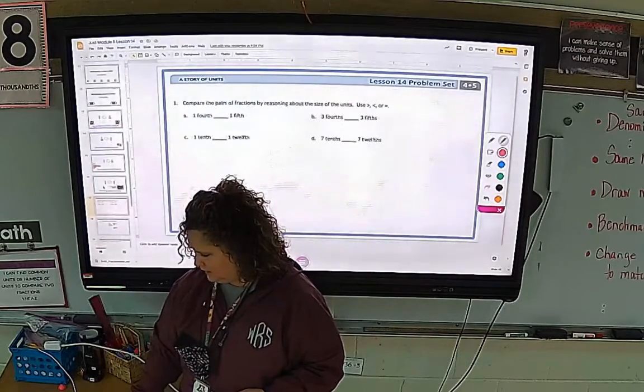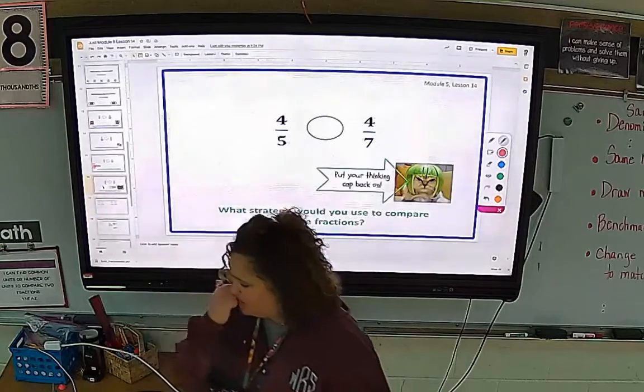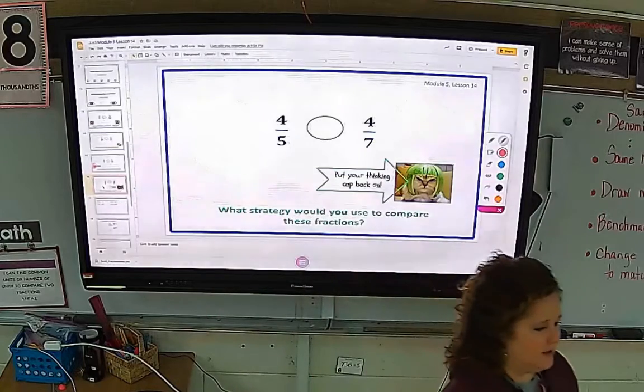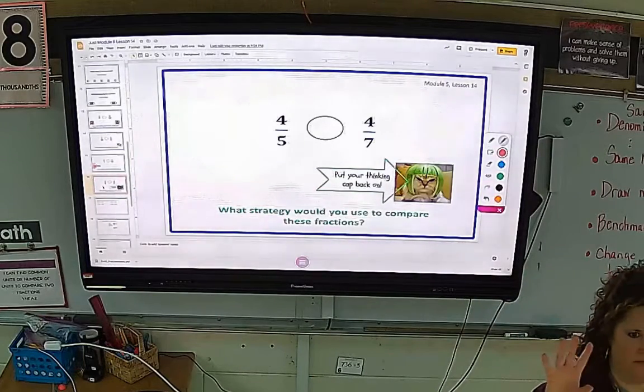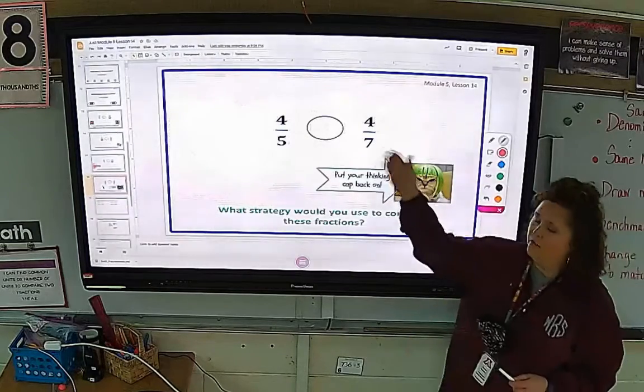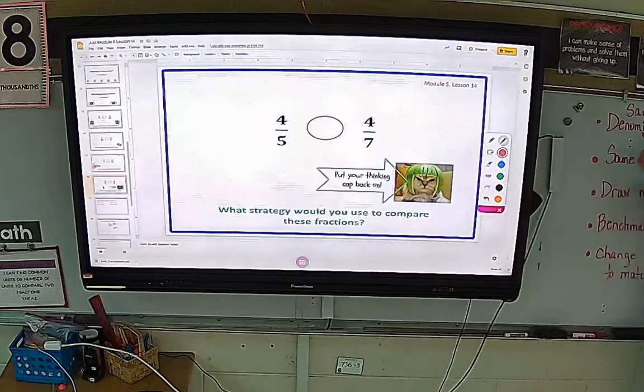All right, we are ready to start looking at our problem set. On our problem set, we're going to have lots of examples of comparing two fractions using one of these strategies. They're either going to have the same denominator or the same numerator. We could draw a model, and I think there are a few times where they have drawn one for us. But any time that we can change one denominator to match the other, that's another very helpful strategy. Okay?